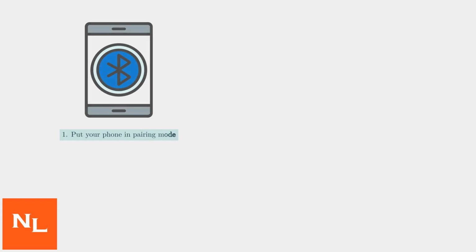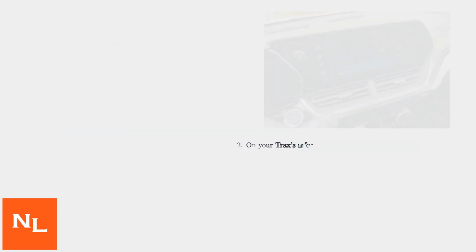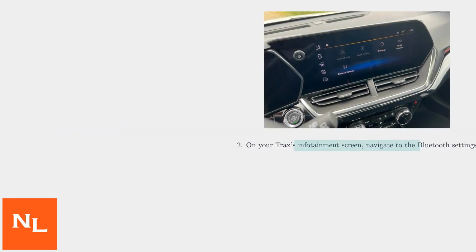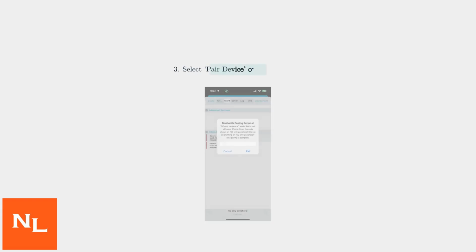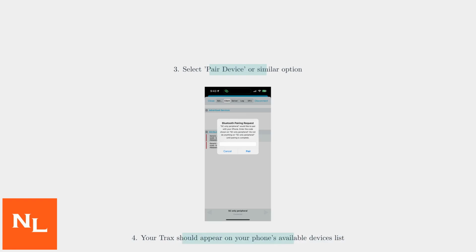First, put your phone in pairing mode. On your Trax's infotainment screen, navigate to the Bluetooth settings. Select Pair Device or similar option. Your Trax should appear on your phone's available devices list. Select it and enter the PIN, usually 0000 or 1234 if prompted. Once paired, your phone should automatically reconnect in the future.